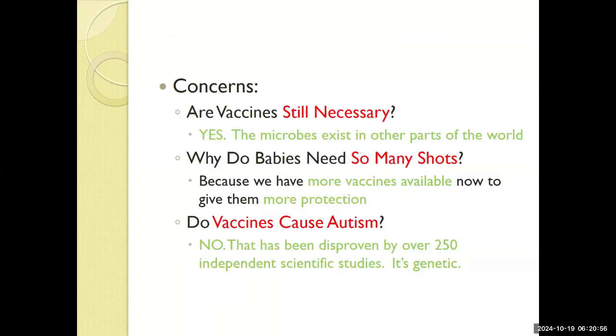Given that vaccines are relatively old, a lot of people have asked, well, are they even still necessary? Yes, microbes exist in all parts of the world. Some will say, well, when I was a baby, there were only a few shots. Now my kids seem to get so many. That's because with biotechnology advances, we have more vaccines available to us now, which gives our children more protection than we were afforded. There have been some concerns about vaccines being safe and potentially causing autism, but that has been disproved by over 250 independent studies.